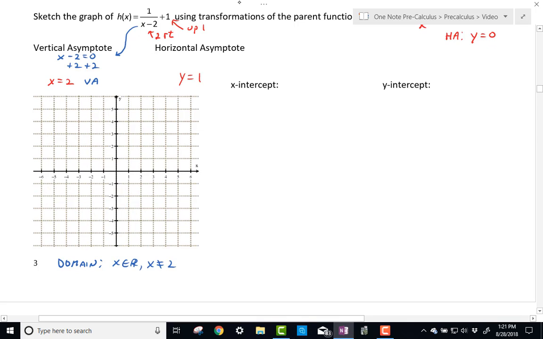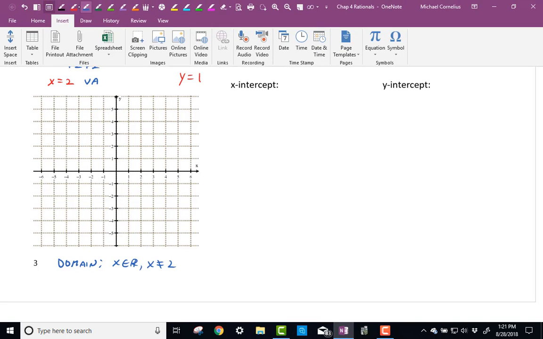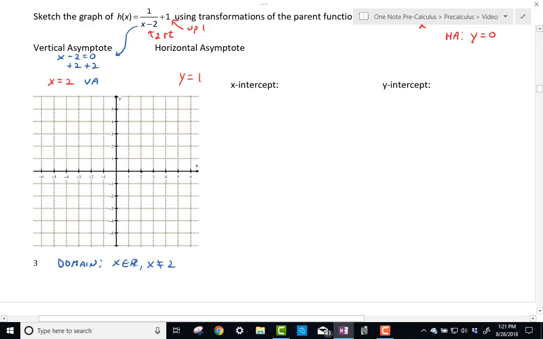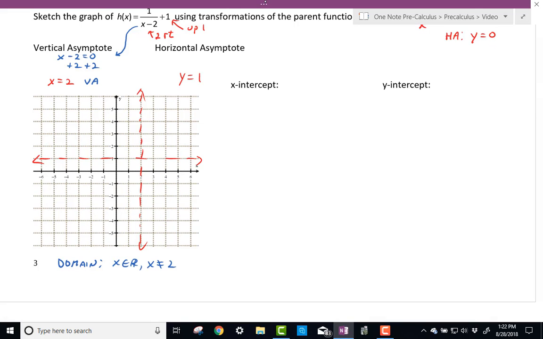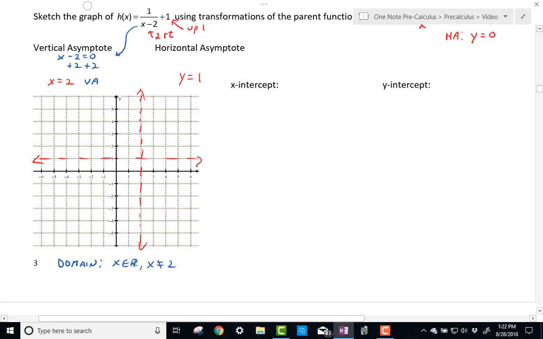So let's start off by graphing our vertical asymptote and our horizontal asymptote. So we're going to go to x equals 2, and we're going to draw this dotted line just like this. We're going to go to y equals 1. We're going to draw our dotted line this way. All right, and then we're going to find some x and y intercepts and see where we land on this graph. All right, here we go.